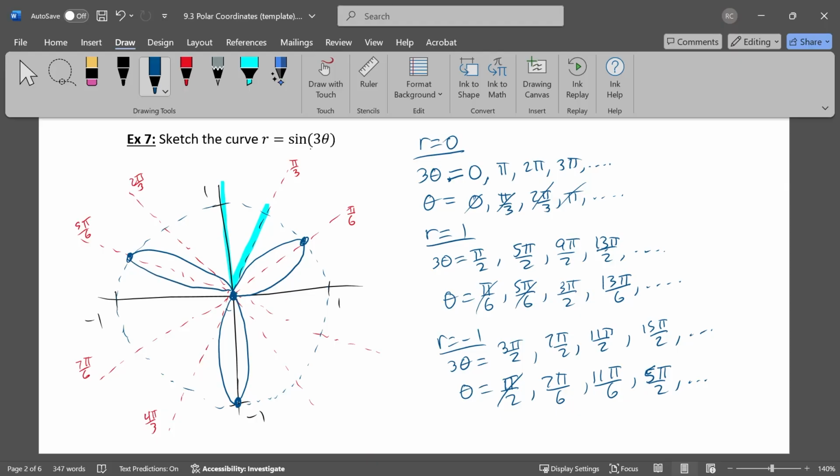Now look at what happens next. When I go out to 7 pi over 6, I'm going to get r is negative 1. So I'm going to be looking here, but that's going to put my point over here. So you see, I'm actually going to repeat these 3 loops already, even though I've only gone from 0 to pi. So what we see is that in this case, we actually have the same number of petals as that multiple of theta here, whereas for cosine of 2 theta, we had double the number of petals. But again, don't worry too much about that relationship, because when it comes to drawing them, if you want your drawings to be accurate and useful, you're going to have to go through this process anyways.